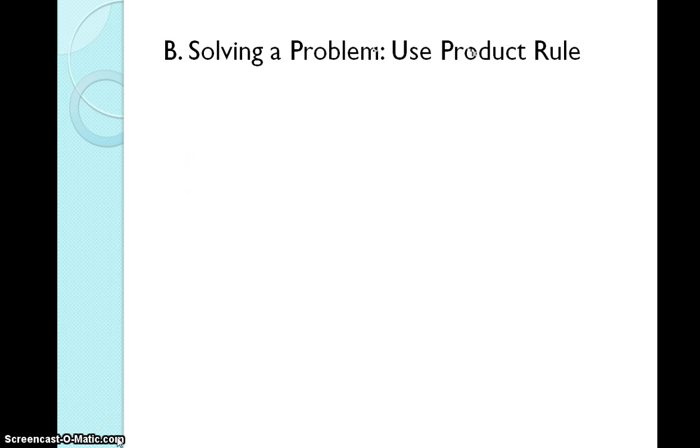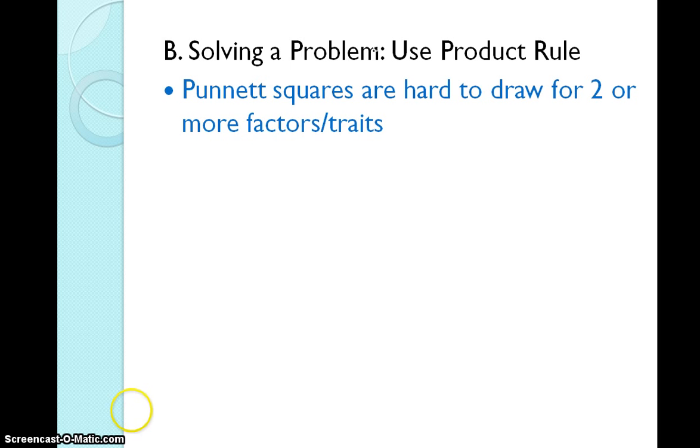When you are solving problems with two genes, those Punnett squares can get pretty complicated, as you saw on those two slides. So I'm going to show you an easier way to do problem solving with two-factor crosses, and it's going to be using something called the product rule. So again, Punnett squares are pretty hard to draw when you have two or more traits.